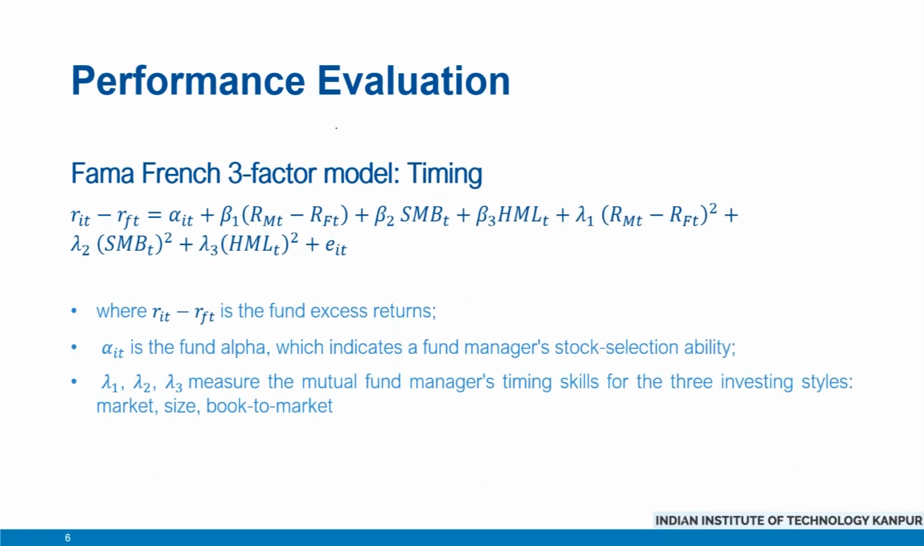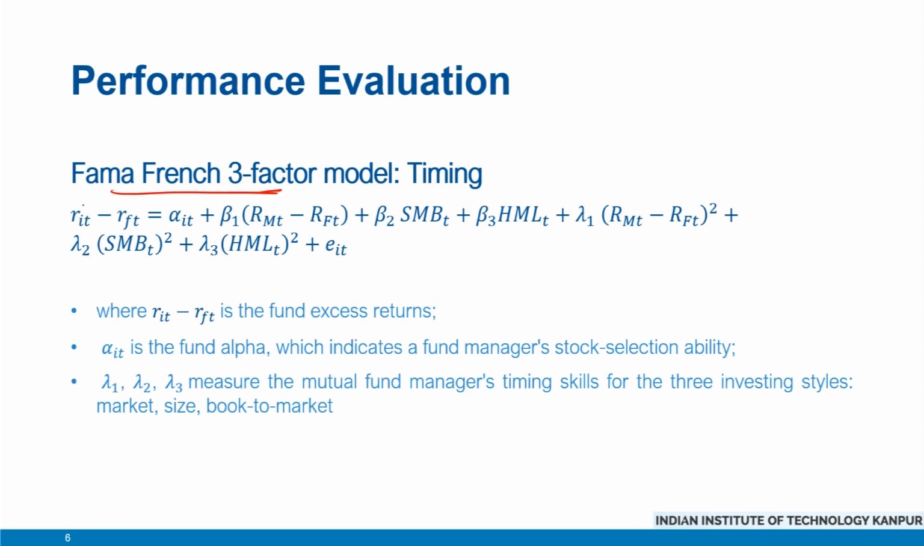Now let us discuss the timing criteria of performance evaluation. Again, we'll use the Fama French three-factor model. One can use more advanced models, but this is the most celebrated three-factor model, so we are discussing this. Timing is the ability of a portfolio or fund manager to accurately predict the movement of a particular style or risk exposure. If he is able to predict whether this risk or style is going to go up or down, the fund manager can appropriately increase or decrease his or her exposure in that particular style and make excess return out of it.